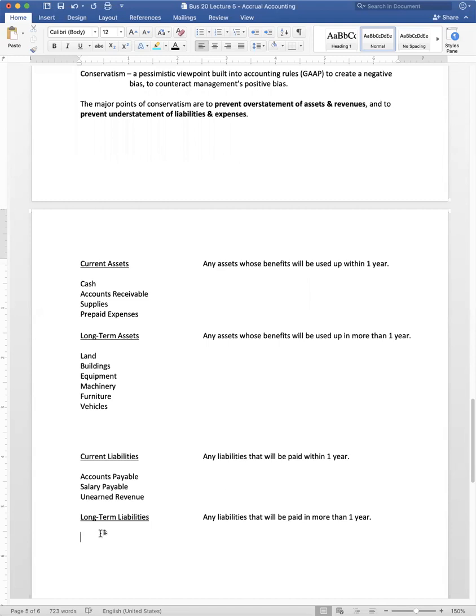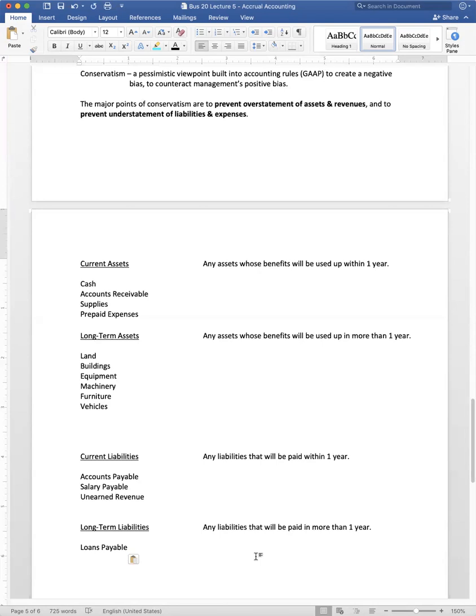Okay, so what's a long-term liability? Well, that would be something that's paid in more than a year. So probably most of your loans, like your student loans, for example, or if you have a car loan, those are probably more than 1 year. Yes, you might be paying on them, but they won't be fully paid up for more than a year.